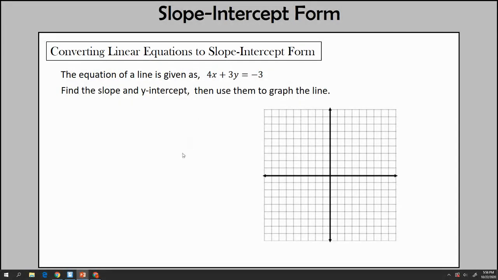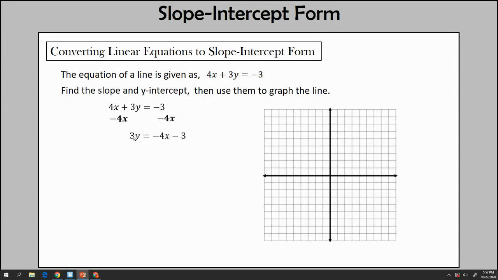Okay, a couple more to look at, putting it all together here. Now we're going to be given an equation. We're asked to find its slope and y-intercept, and then graph it. Use that information to graph. So put it all together. Take our given equation and solve it for y. Put it in slope-intercept form.